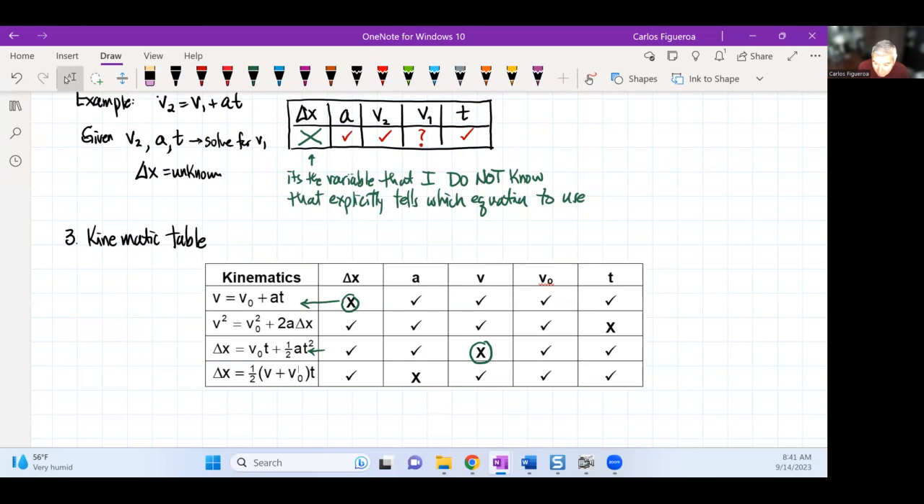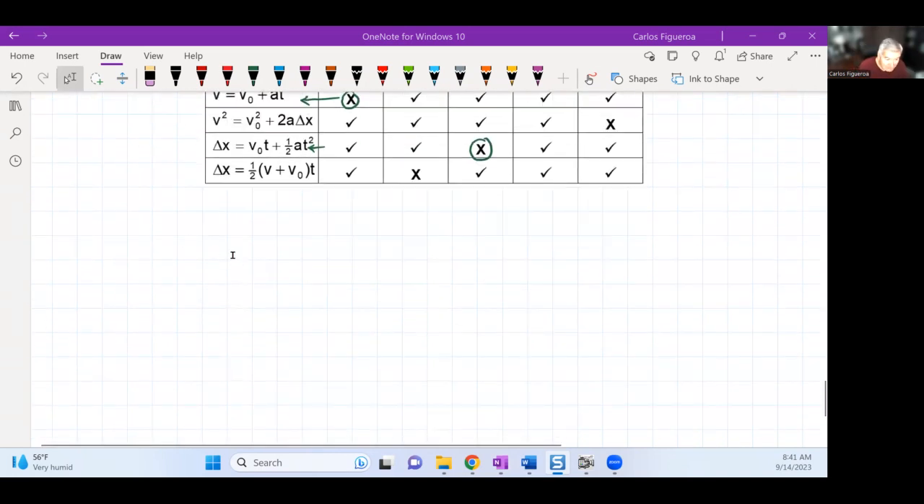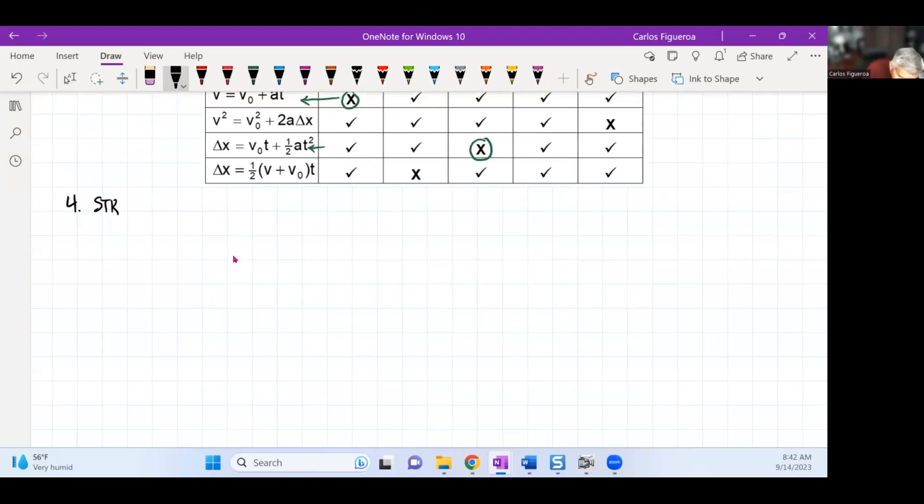So now I want to look at my problem-solving strategies and put all of this together and start applying this so we can start looking at problem 2. Okay, so now this is my last one here, and this is what I call my reasoning strategies, or my strategy for solving kinematic problems.